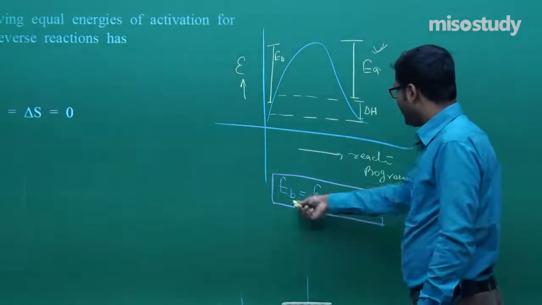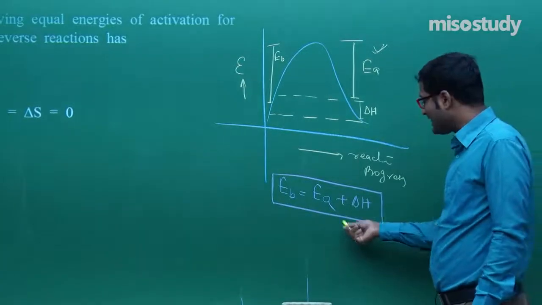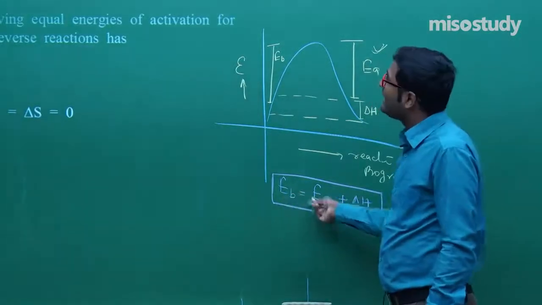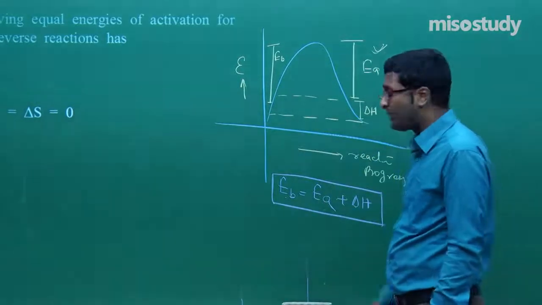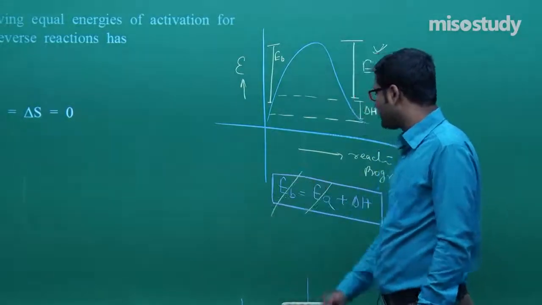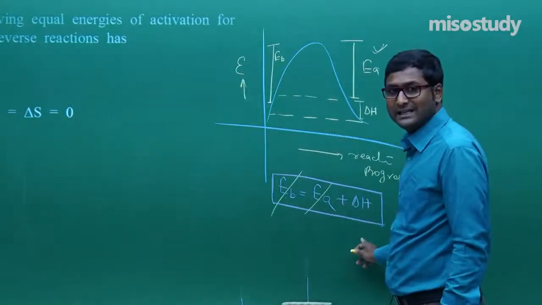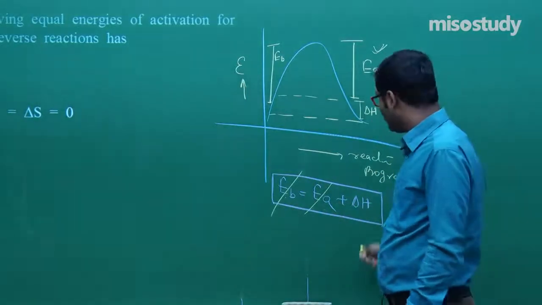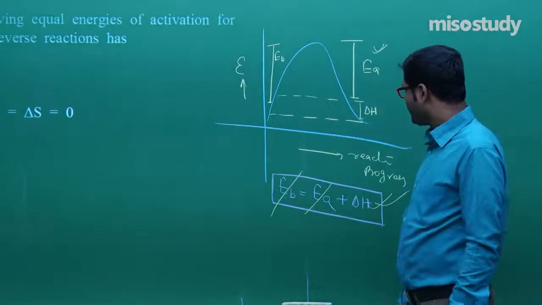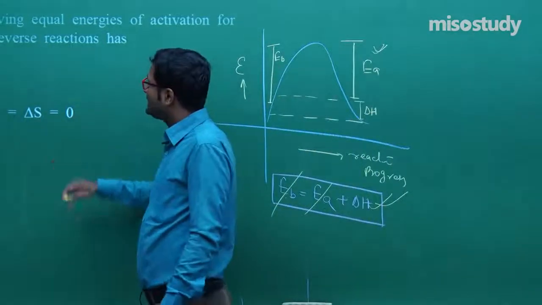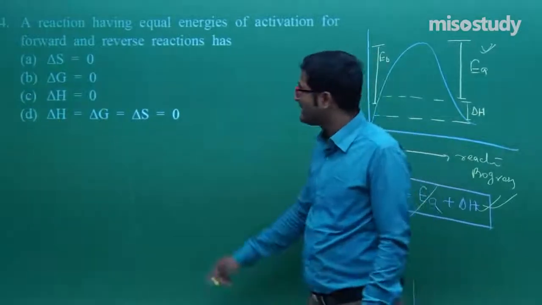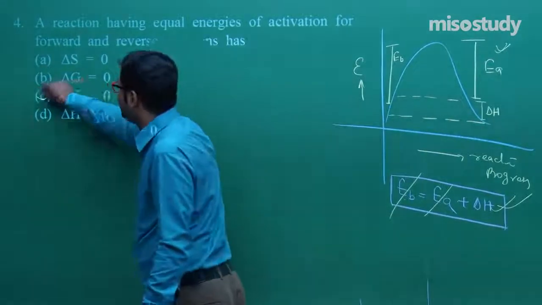Now EB is equal to EA plus delta H, and as we all know, the energy of activation for the forward reaction and backward reaction is equal. If they are equal, then they will cancel each other. If they cancel each other, what will happen with delta H? So delta H will be equal to 0. Now tell me which option is correct. Sir, option C is correct.